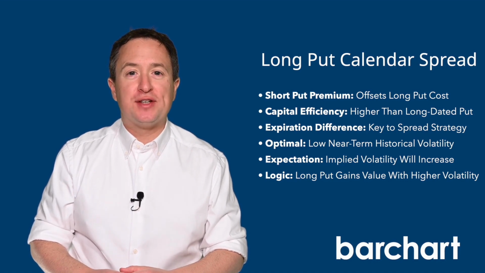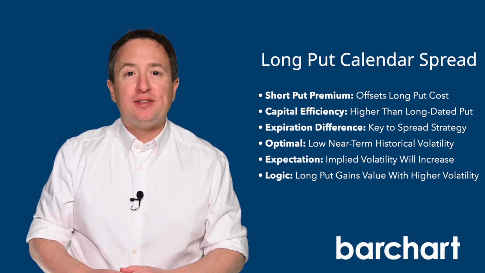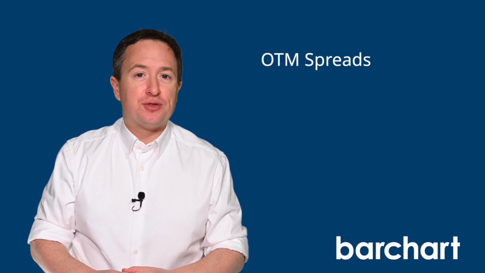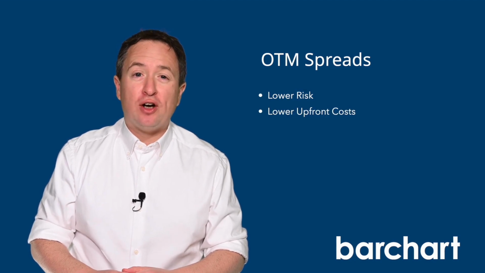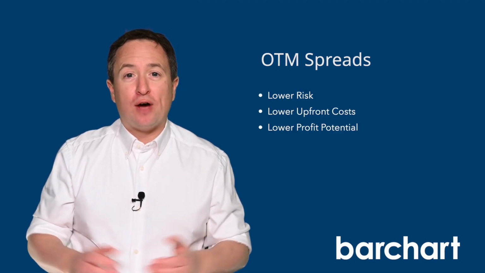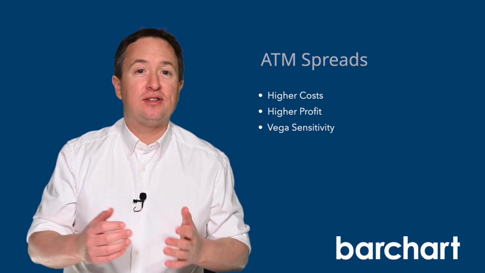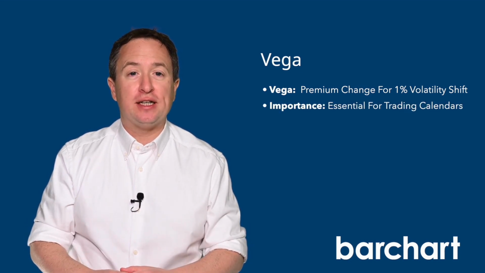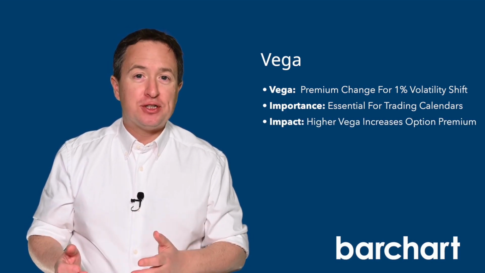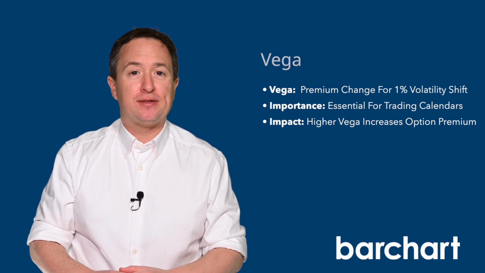Long put calendar spreads can be at the money or out of the money, depending on your trade preferences and risk tolerance. Out of the money calendar spreads are less risky and have lower starting costs, but they offer a lower profit potential. On the other hand, at the money long put calendar spreads are more expensive and have a higher profit potential, but they're also more sensitive to Vega. Now, Vega tells us how much the option's premium might change with a 1% change in volatility. So, this is an essential options Greek to know when trading calendar spreads.